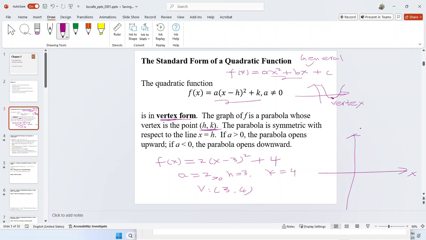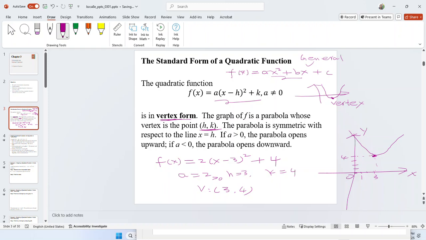So I can actually graph this one very easily. 1, 2, 3, and then 1, 2, 3, 4. So this is my vertex. Look at it, this is my vertex. And since a is greater than 0, this one is facing up. Okay, so that is my quadratic graph.